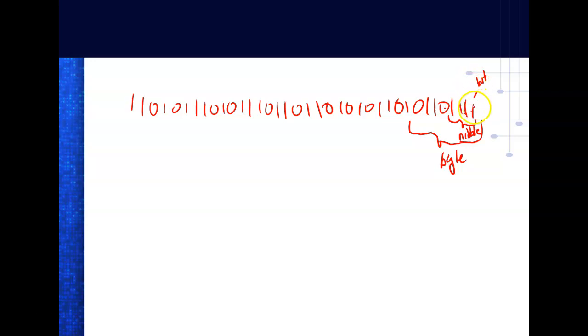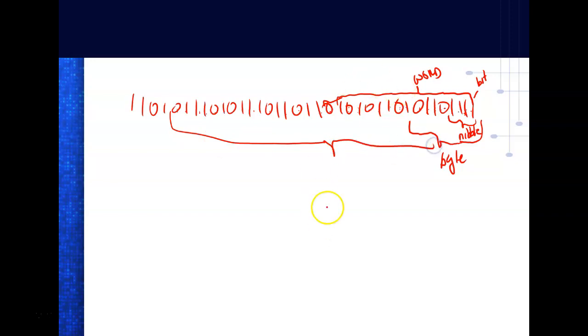A group of 16, 1, 2, 3, 4, 5, 6, 7, 8, 9, 10, 11, 12, 13, 14, 15, 16. A group of 16, we know whoever started doing this is not hungry anymore. We refer to this as a word. A group of 32 bits, 1, 2, 3, up to 32. This has 2 names. In computers, they refer to this as a double word. In PLCs, they refer to this as a long word.